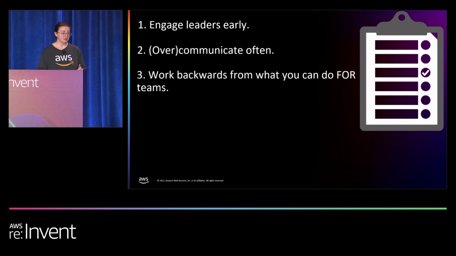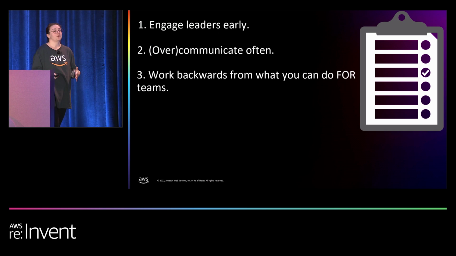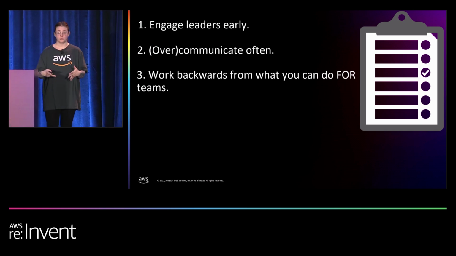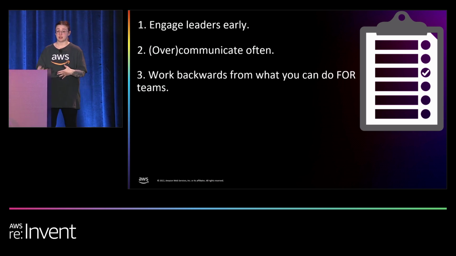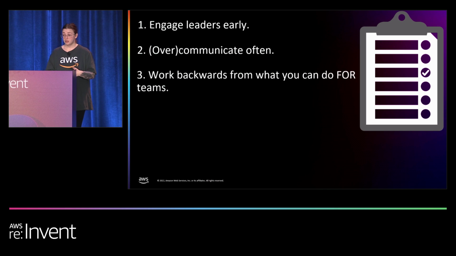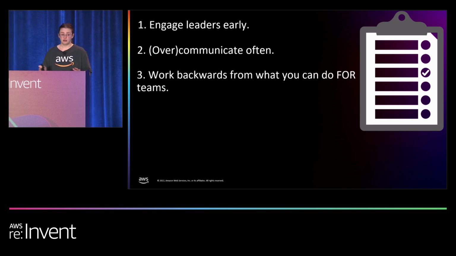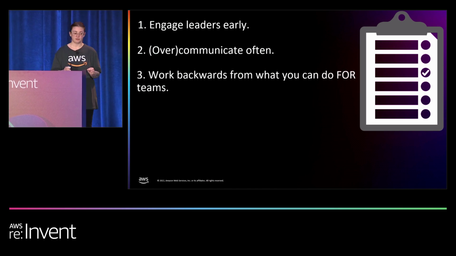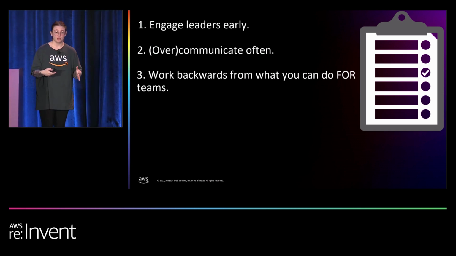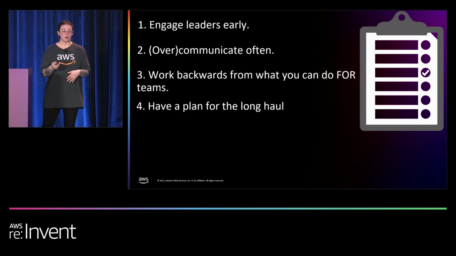and we have to communicate much more and much more often. We have to work backwards from what we can do for teams. So what work can we do centrally so that teams don't have to do anything? If we had asked teams to do every single piece of work here on their own, it would have been an incredibly, incredibly large spend of resources for something that was already very expensive. So the more that we can do for them to make it easier, the better things end up going.